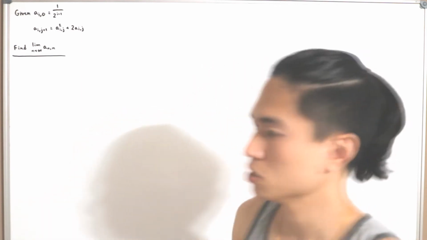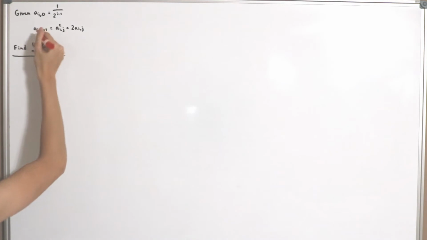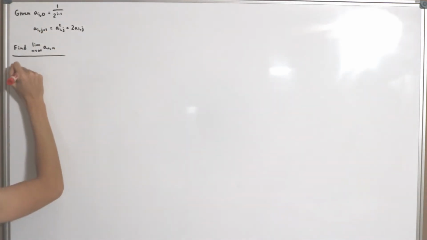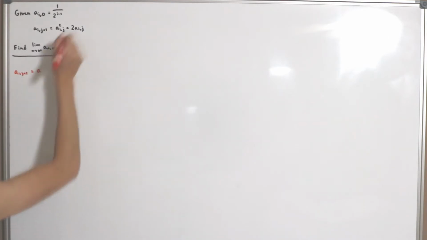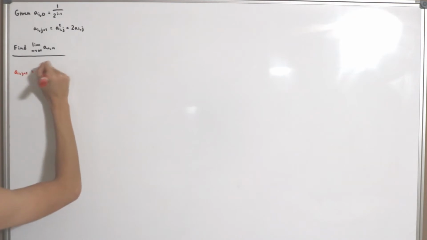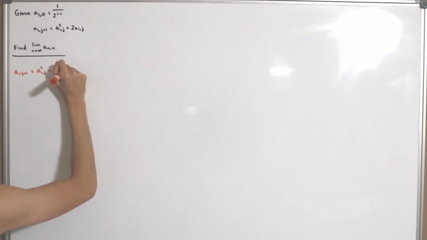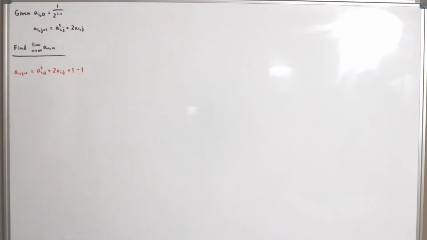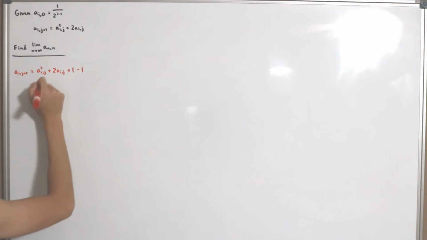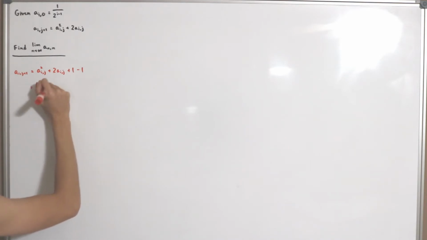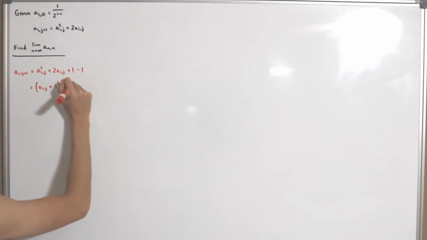Okay, first step, let's actually rewrite our given, a sub i,j+1 in particular. a sub i,j+1 equals, and what I'm going to do here is add and subtract 1, so a sub i,j squared plus 2 a sub i,j plus 1 minus 1. Notice that the first three terms form a perfect square, so we can unfold it and get the following: a sub i,j plus 1 squared minus 1.